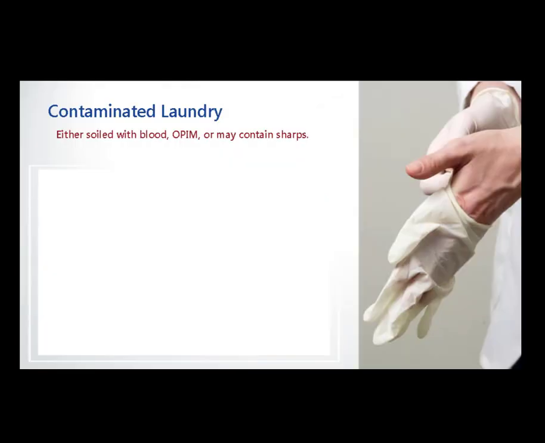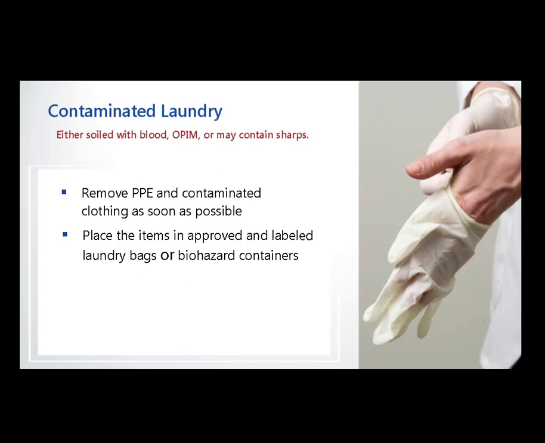Contaminated laundry is either soiled with blood or OPIM or may contain sharps. Remove PPE and contaminated clothing as soon as possible. If the PPE and clothing is reusable, place the items in approved and labeled laundry bags or biohazard containers. Do not rinse or sort them first, and never take them home to launder.